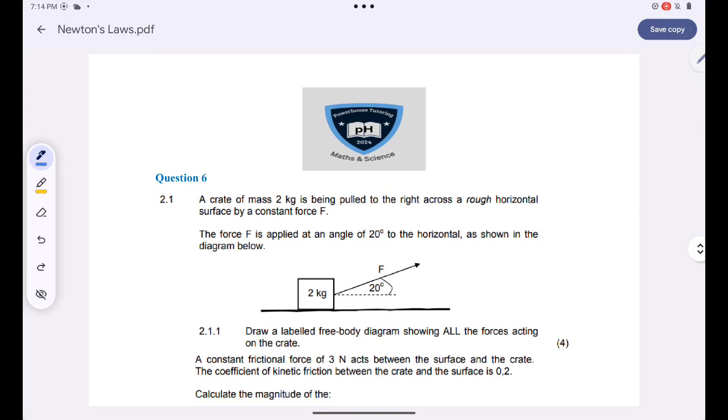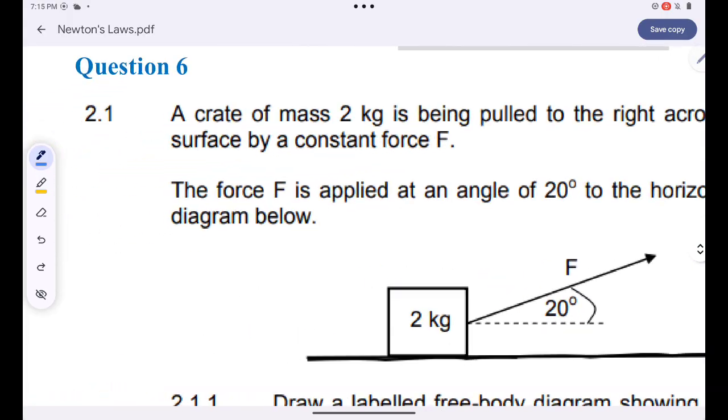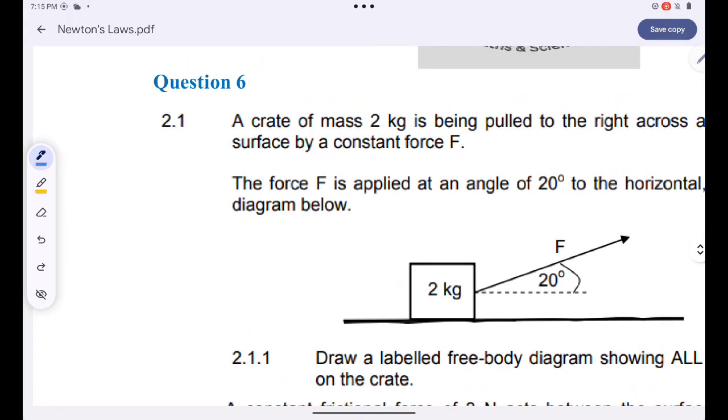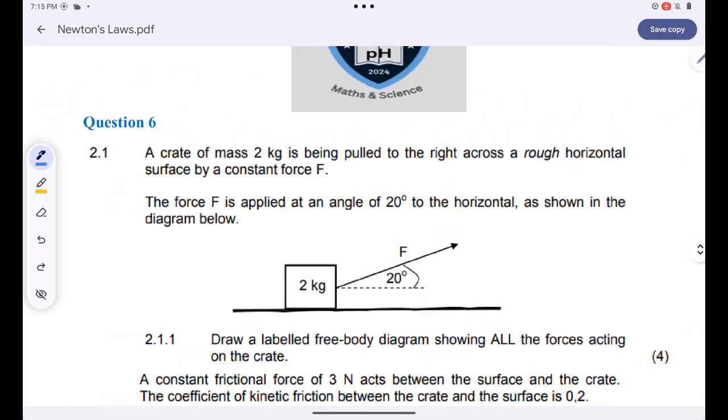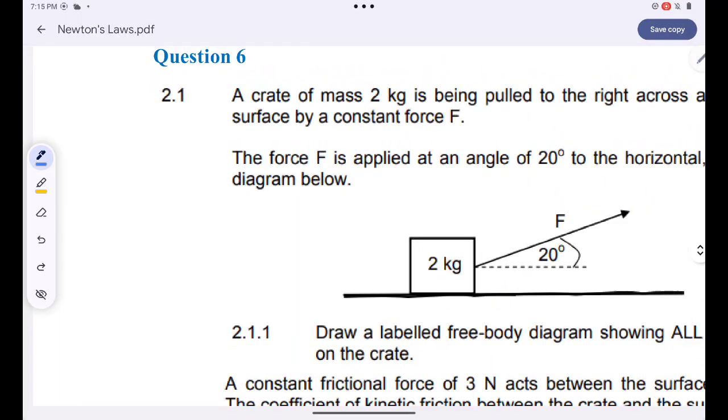We are told that a crate of mass 2 kg is being pulled to the right across a rough horizontal surface by a constant force F. The force F is applied at an angle to the horizontal as shown in the diagram below. Draw a free body diagram showing all the forces acting on the crate. I will draw 2 body diagrams here. Is this thing moving on a rough horizontal? Yes, it's a rough horizontal surface. So we have frictional force.